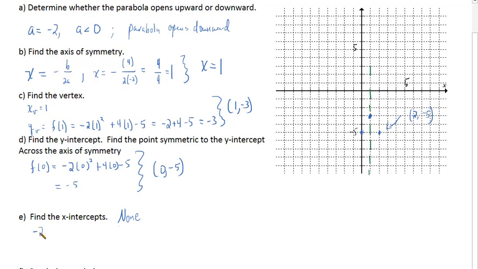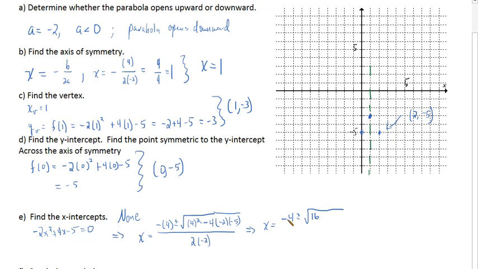So solving negative 2x squared plus 4x minus 5 equal to 0 and applying the quadratic formula, x would equal the opposite of 4, plus or minus the square root of 4 squared minus 4 times negative 2 times negative 5, over 2 times negative 2. Simplifying, x is equal to negative 4 plus or minus the square root, 4 squared is 16, minus 4 times negative 2 times negative 5. Well, that's going to be a minus, right? Three negatives, so minus. 4 times 2 is 8, times 5 is 40, over negative 4.